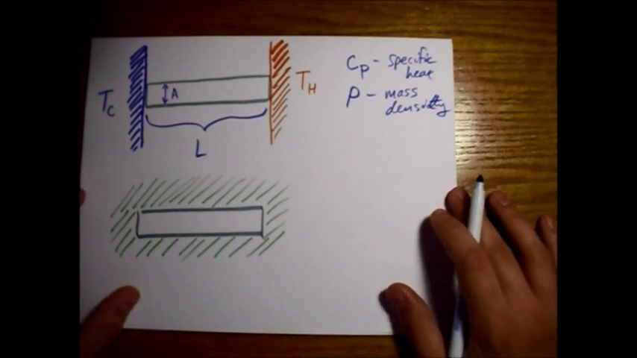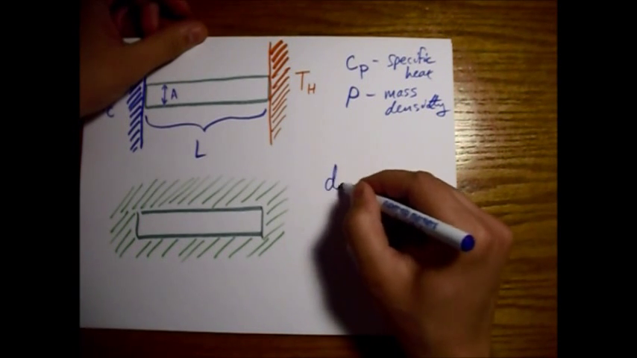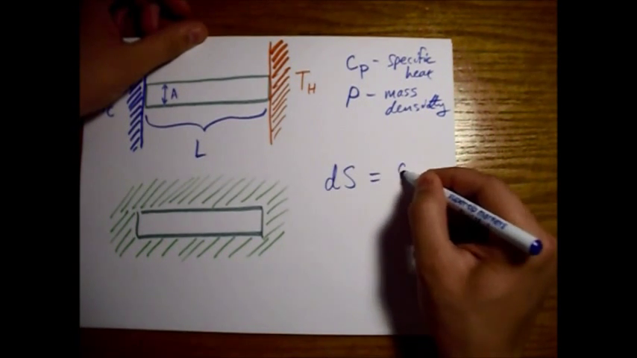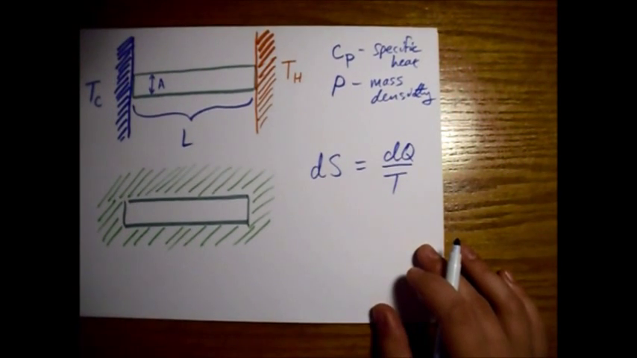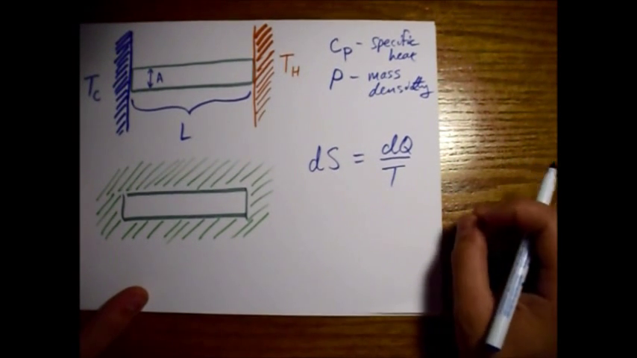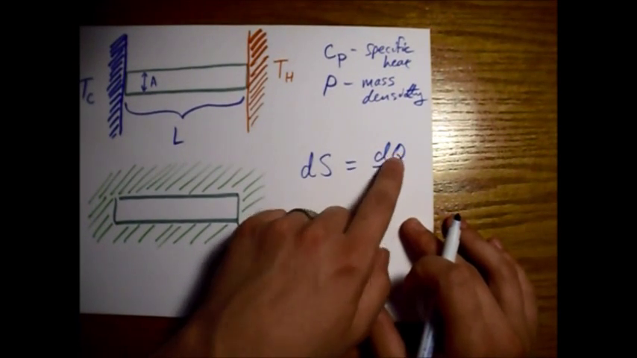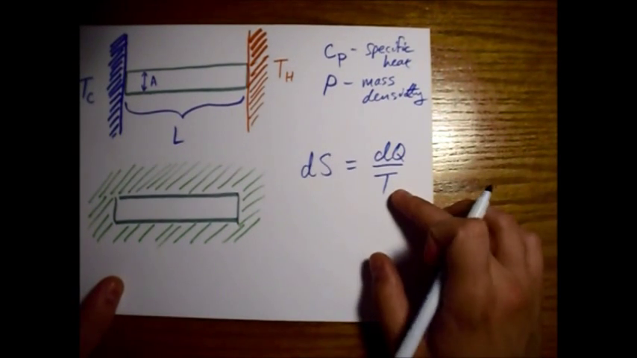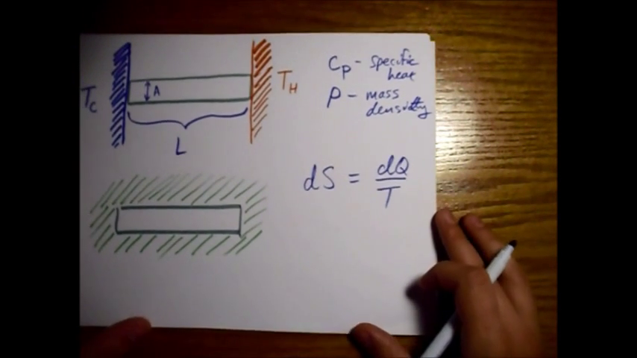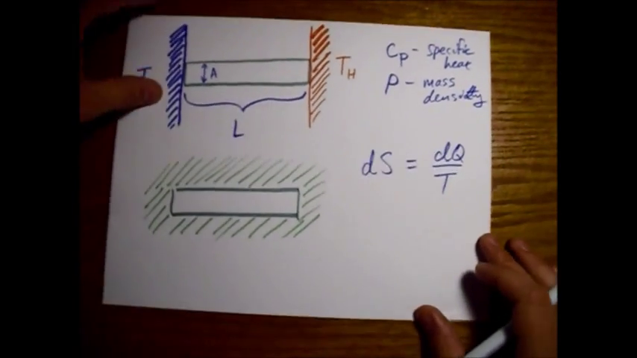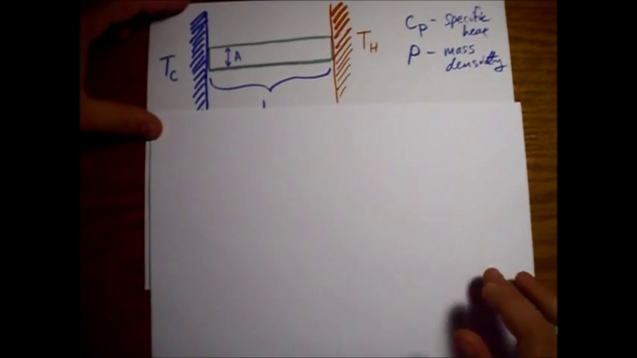So what we're going to do is use this equation here, that the change in entropy is equal to how much heat flows, divided by the temperature here. Alright, so let's just look at the starting situation.